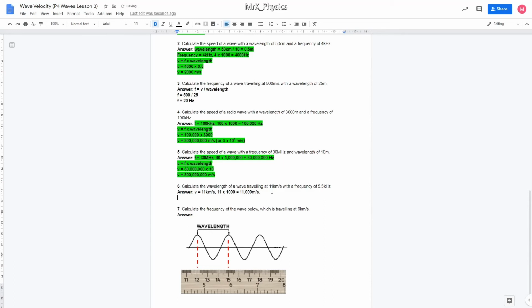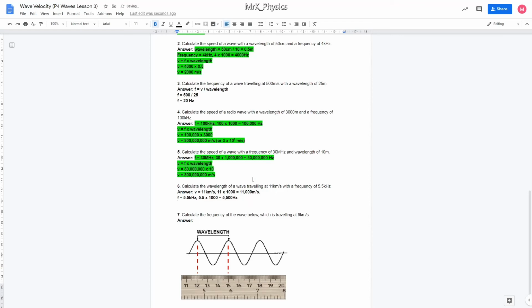We've also got your frequency, which is 5.5 kilohertz, and we know from before that means we've got to do 5.5 times by 1,000, which is 5,500 hertz, and then we're going to try and work out the wavelength.